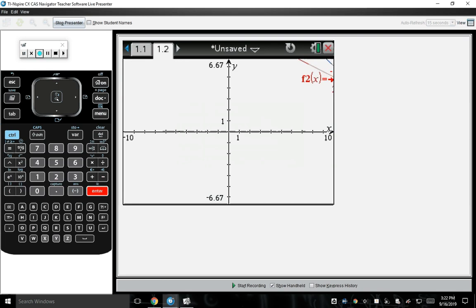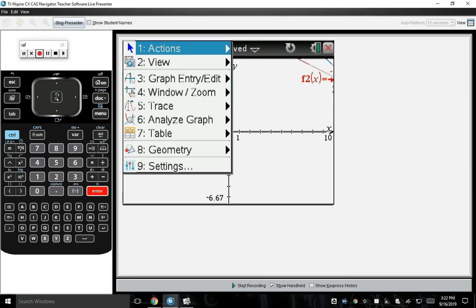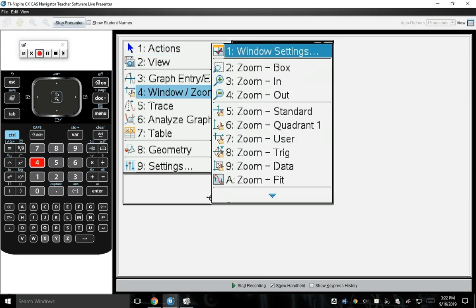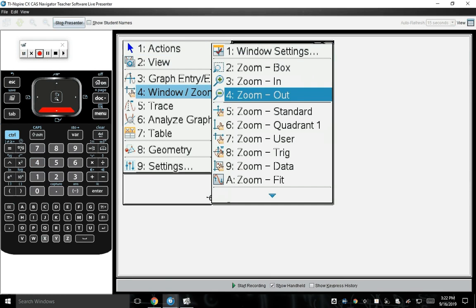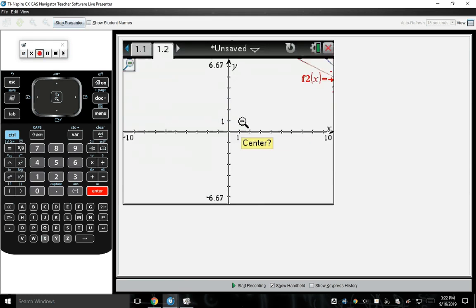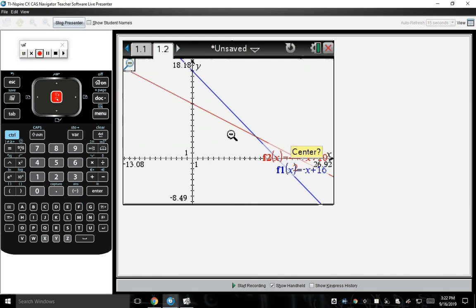So now, it's off to the side, you can't see it. That's menu, zoom, that's 4. And we're going to zoom out, so that's 4 again. I'm going to say that the center is here, and I zoom out. And now you can see that there's 12,4 possibly.